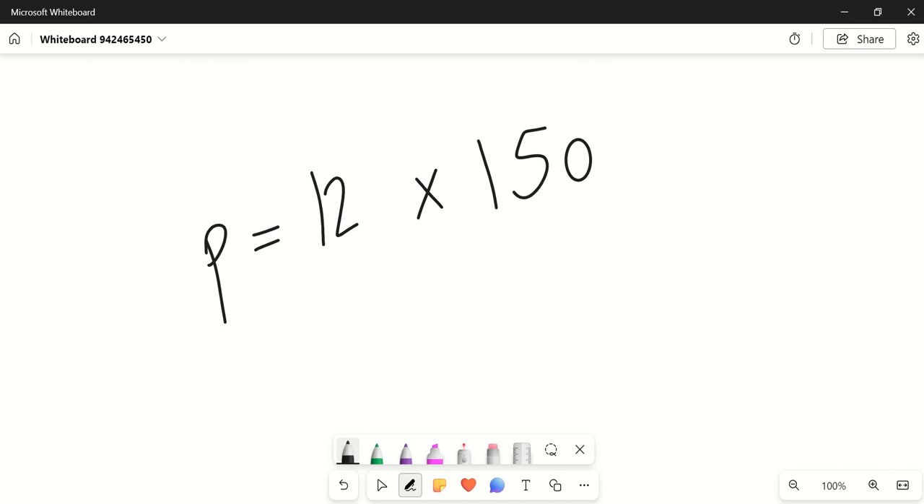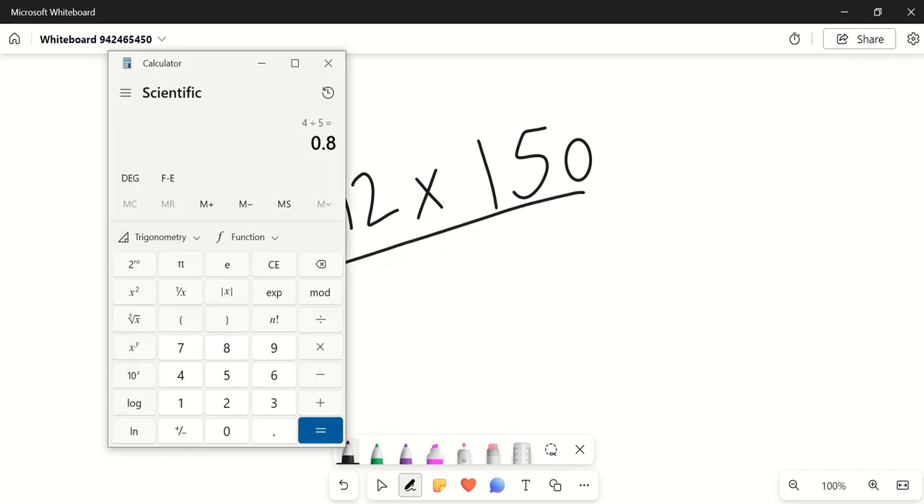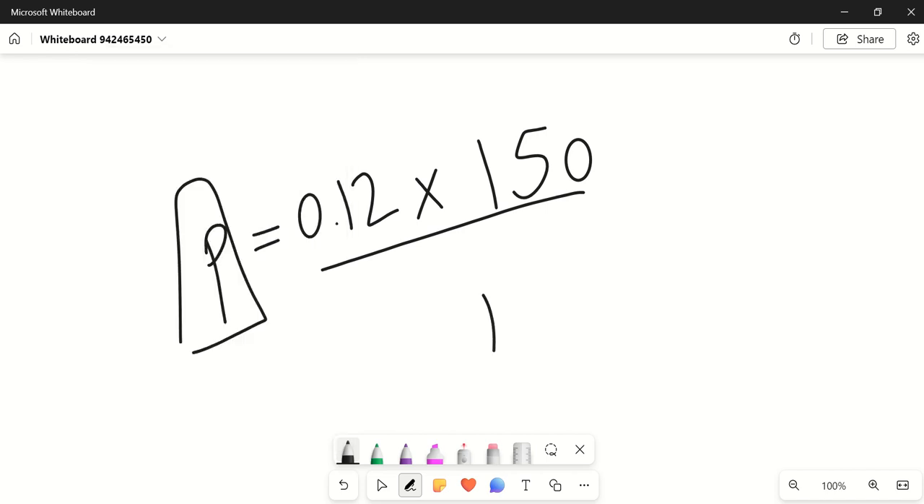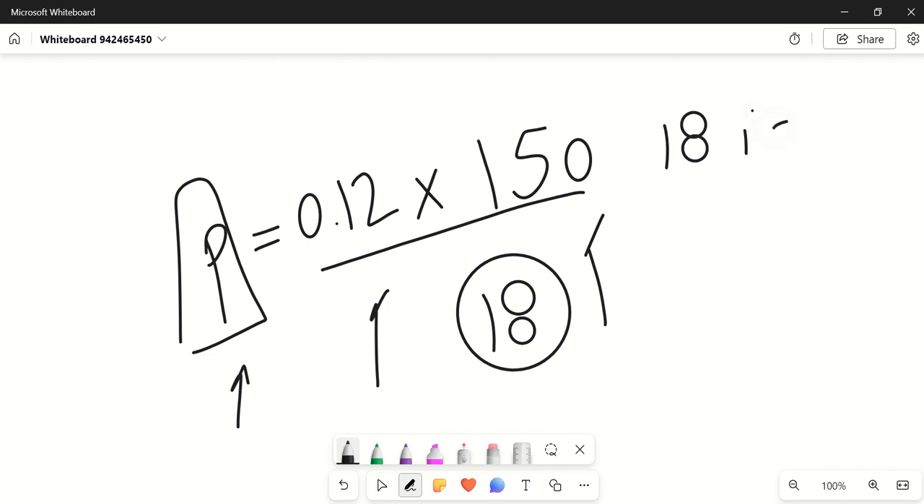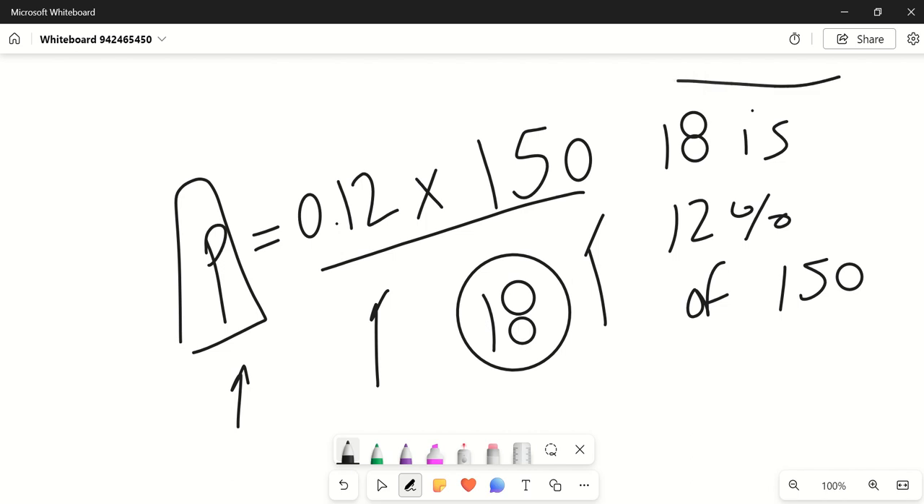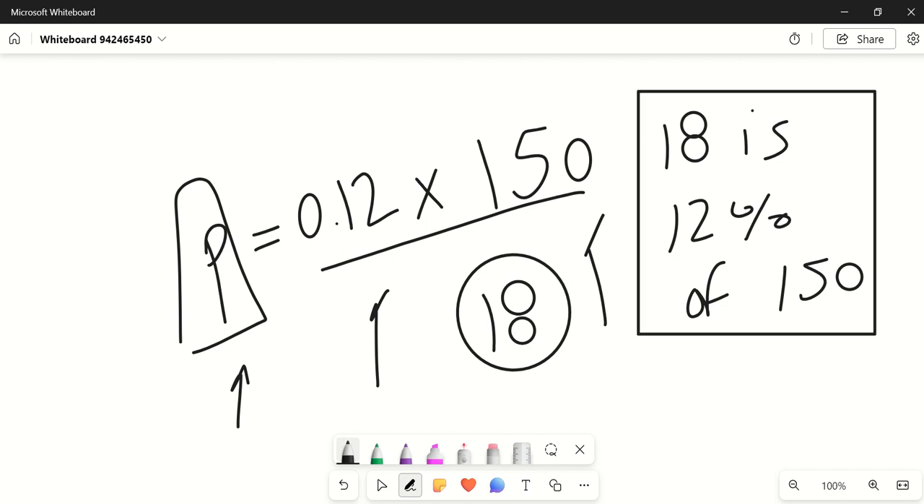However, remember, we need to make our percentage a decimal. So this will become 0.12. And the part will be whatever this equals. Clear our calculator. 150 times 0.12. That will give me 18. So the part is 18. So 18, again, part, percent, whole. 18 is 12% of 150. And that would be my answer.